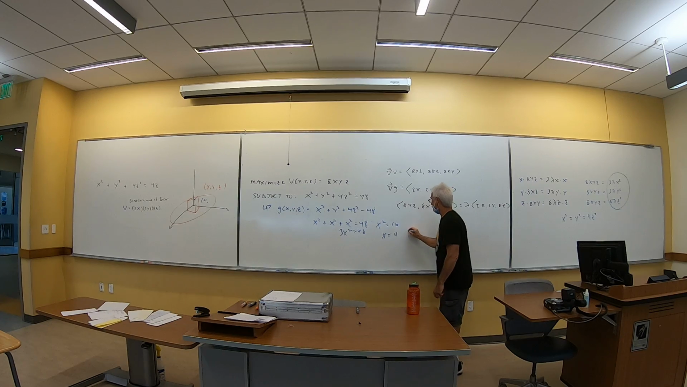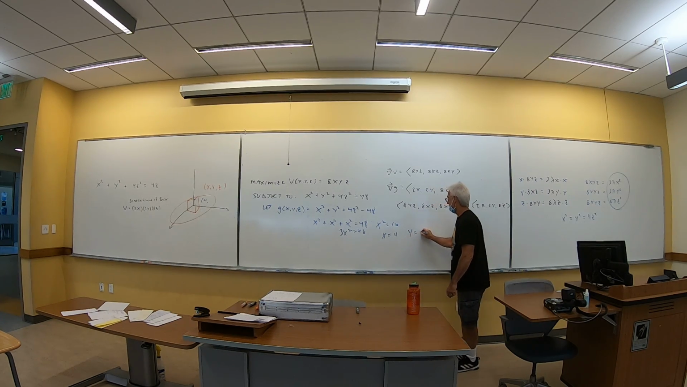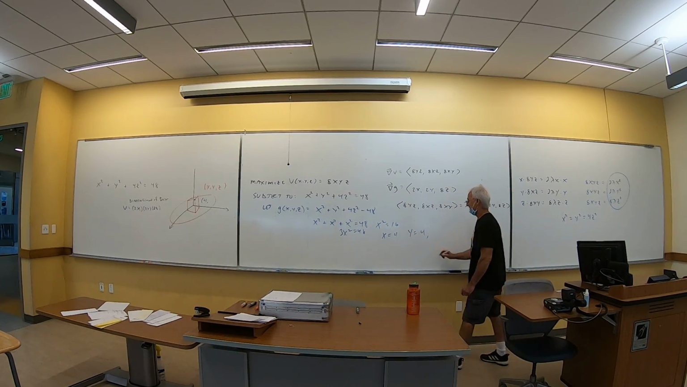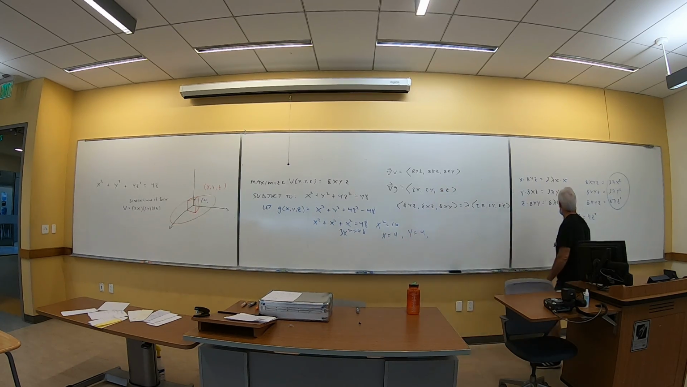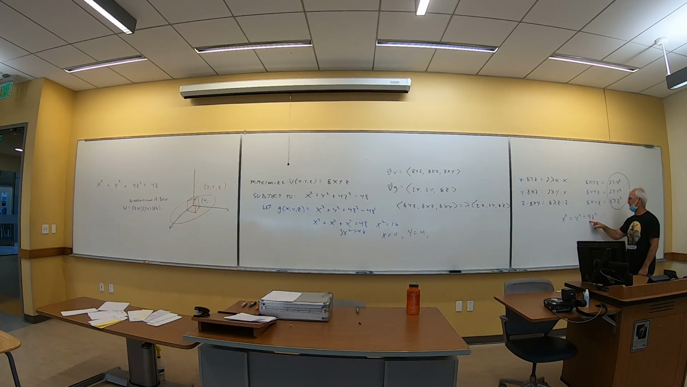based on that, what's y? Based on that, what's z? Let's see, 16 equals 4 times z squared, so z would have to be 2.